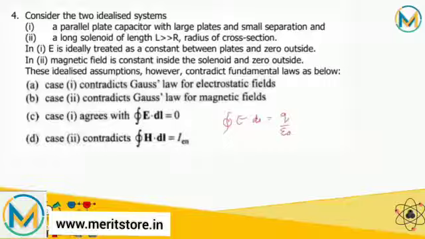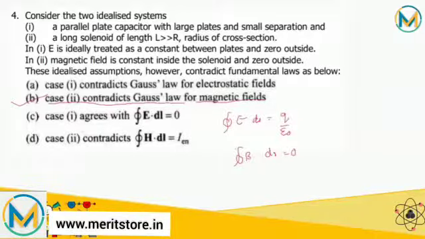According to Gauss law in magnetism, the closed integral of B·ds equals 0, which implies that the number of magnetic field lines entering the Gaussian surface is equal to the number of magnetic field lines leaving it. Therefore, case 2 is not possible. So the correct answer is that case 2 contradicts Gauss law for magnetic field. So the correct answer is option B.